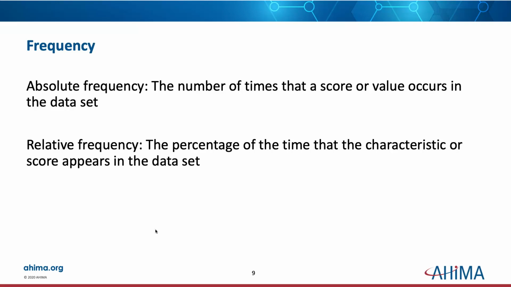Now you've got relative frequency, and that's the percentage of time that the characteristic or score appears in the data set. So what you would do is, for instance, the 22, you would figure out what percentage of the whole that is, and that would be your relative frequency, that it occurs that percentage of time out of the whole, rather than a whole number. So absolute, they're looking for a whole number. Relative, they're looking for a percent.